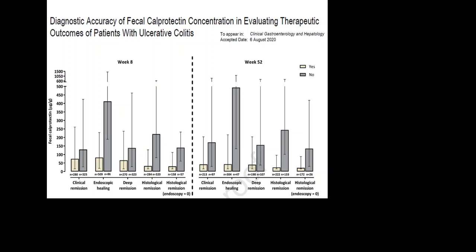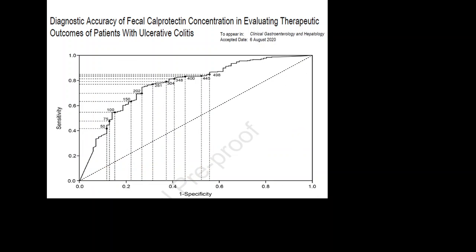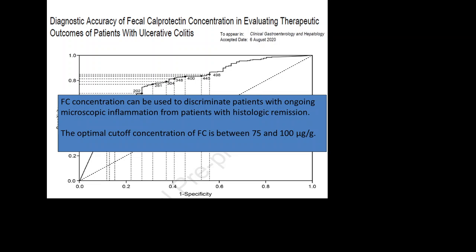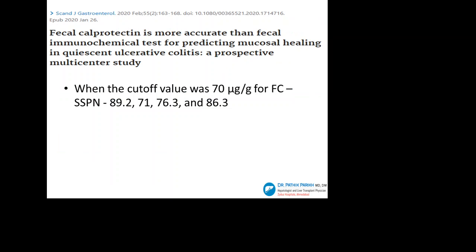Similarly, in this study, they have looked at clinical remission, endoscopic healing, deep remission, histological remission, and complete histological remission with endoscopy plus histological remission, and those people who at 8 weeks and 52 weeks had significantly lower fecal calprotectin levels were more likely to achieve this remission than those patients having higher calprotectin levels. And if we look at the various cutoffs that have been used, it seems that if the optimum cutoff that we use is 75 and 100 for a person who is on treatment of ulcerative colitis, we can safely assume it to have mucosal healing.